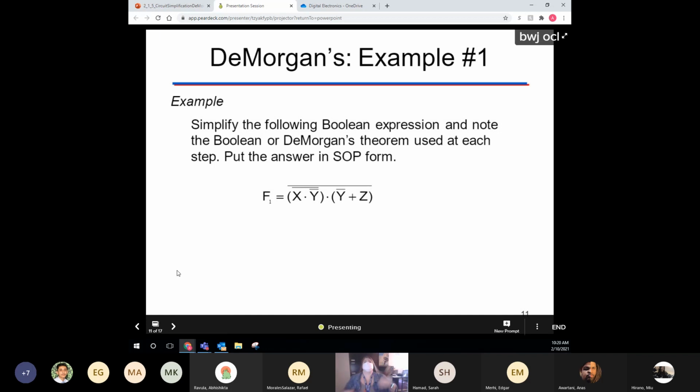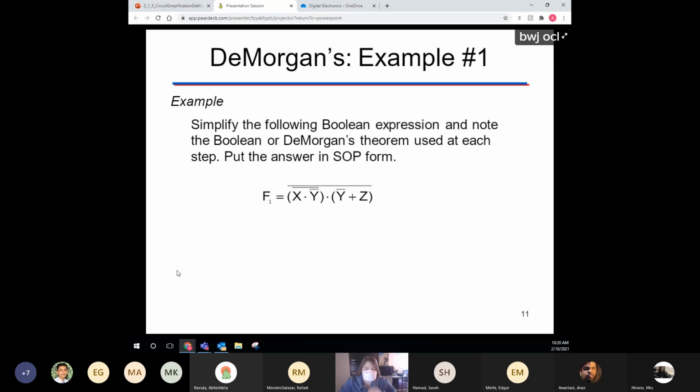This one does look really complicated, but we're going to do it together. We're going to simplify this Boolean expression and note the theorem used at each step. So we have F1 equals, and this is really hard for me to say, not the product of x times not y times the sum of not y plus z. Notice how that bar is over the entire thing.